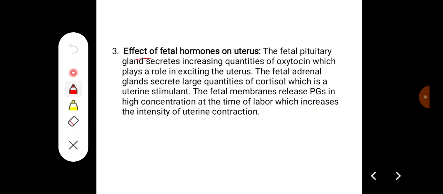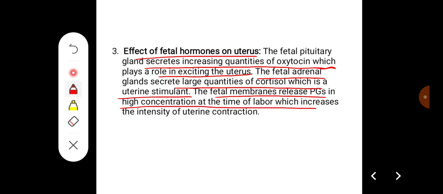Then the effect of fetal hormones on the uterus. The fetal pituitary gland secretes increasing quantities of oxytocin and plays a role in exciting the uterus. The fetal adrenal glands secrete large quantities of cortisol, which is a uterine stimulant. The fetal membranes release prostaglandins in high concentration at the time of labor, which increases the intensity of uterine contraction as well.